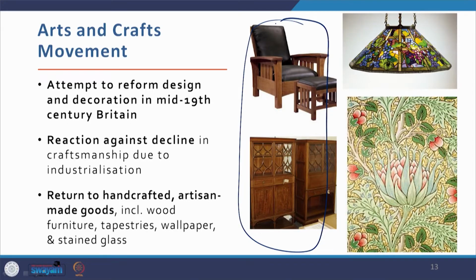And as a result of this, there was a return to handcrafted, artisan-made goods, including wooden furniture, tapestry, wallpaper, stained glass. William Morris himself, when he was to establish his own office, couldn't find the right furniture that he really needed, and so he manufactured his own, and these two are examples of William Morris's own furniture design. So there was a return to fine craftsmanship which had steadily declined because of the Industrial Revolution.